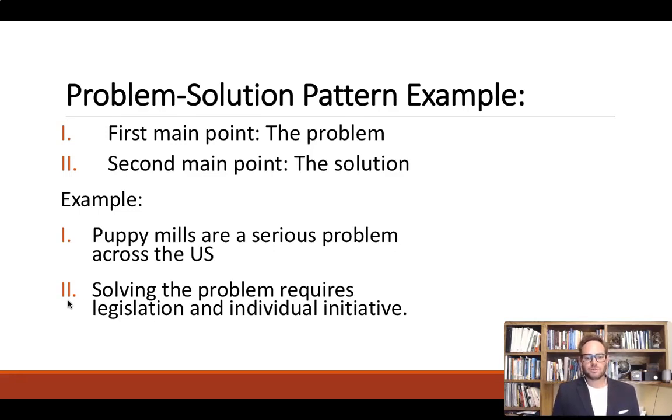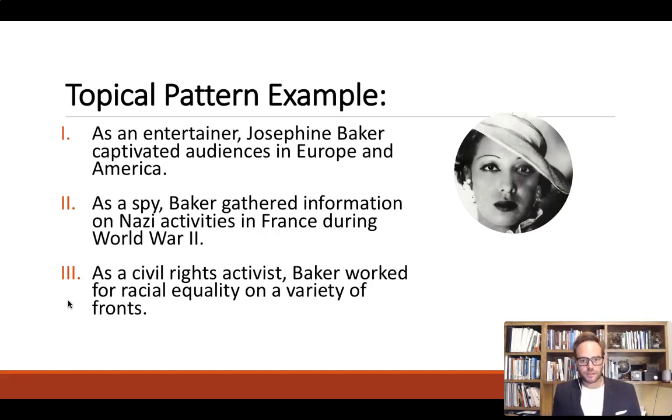So here's an example of this organizational pattern. The first main point, the problem: puppy mills are a serious problem across the US. The solution: solving the problem requires legislation and individual initiative. So there we have the solution for that problem. We're going to have to require legislation, and then of course, individual initiatives, like what we can do as individuals to fix this problem.